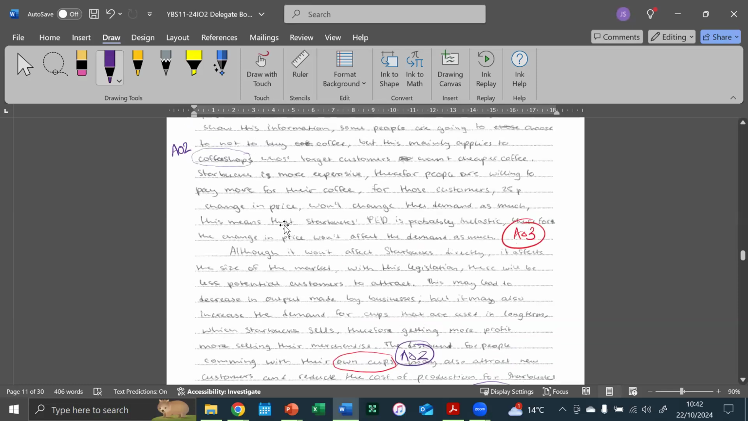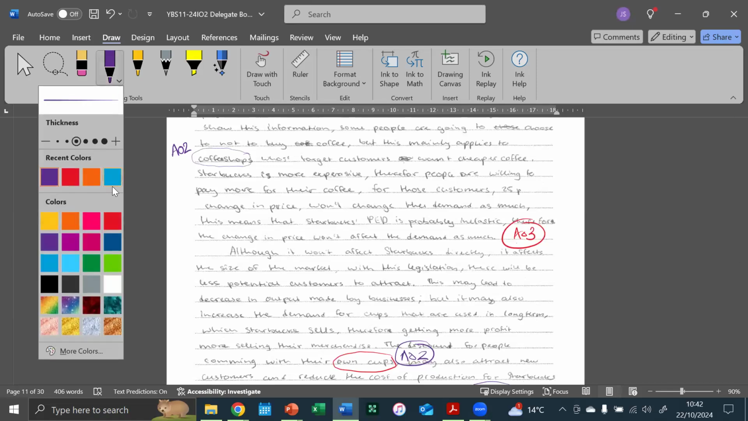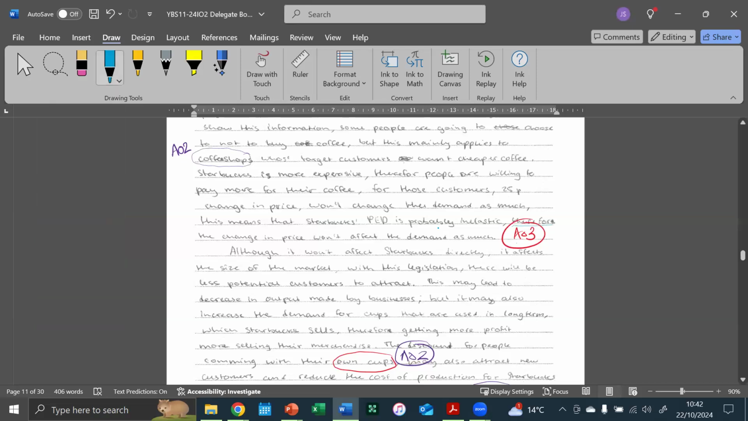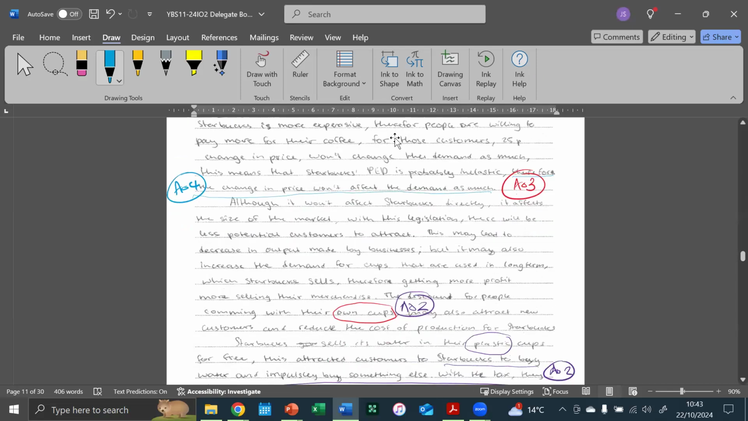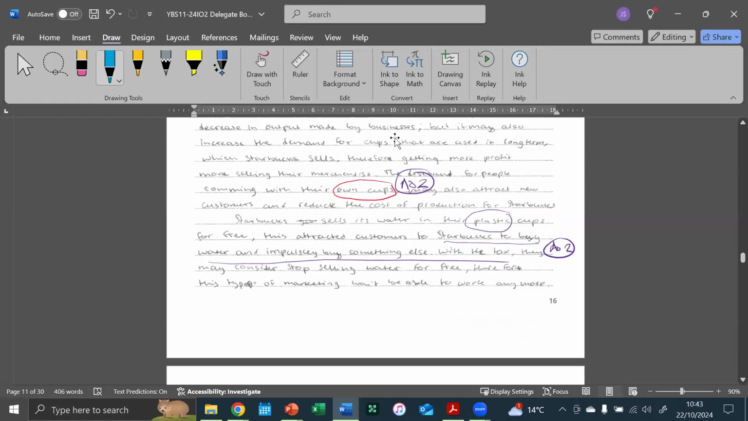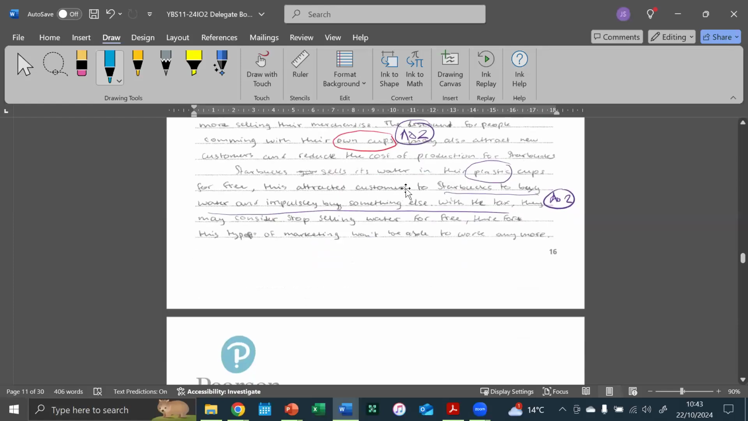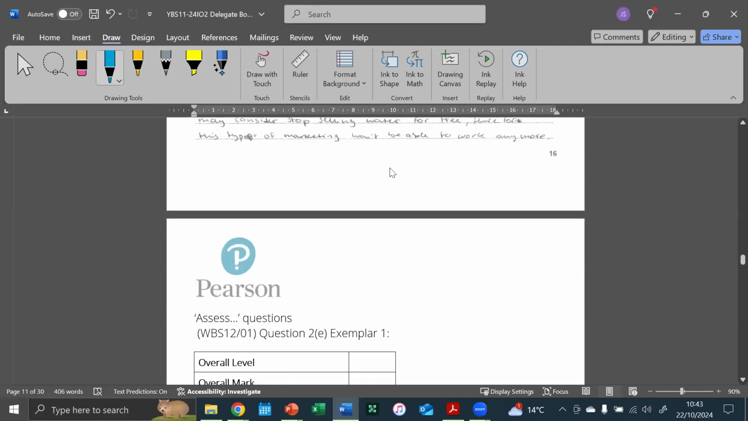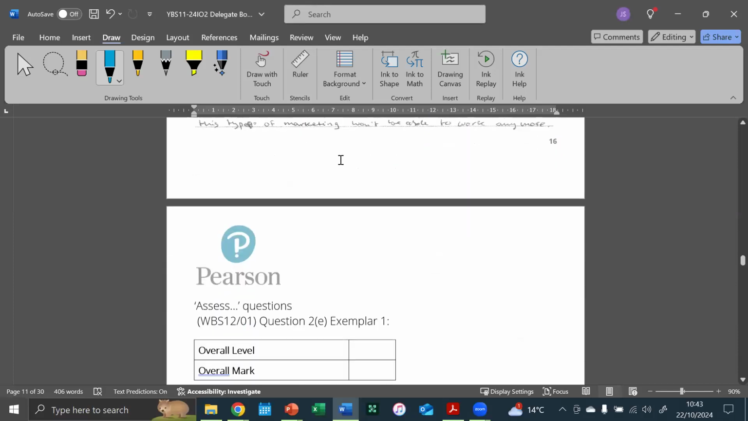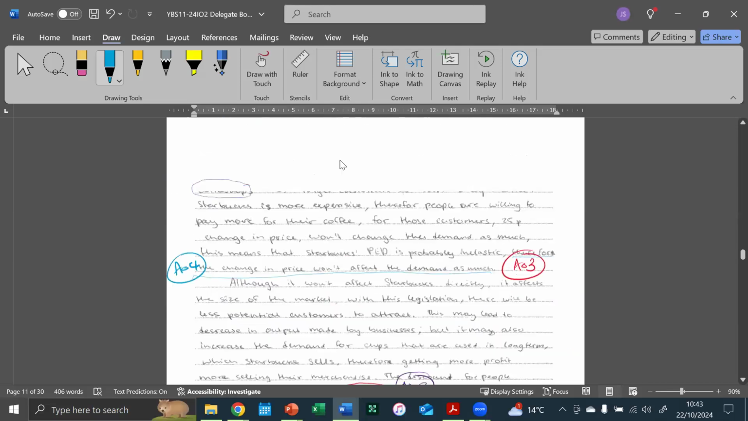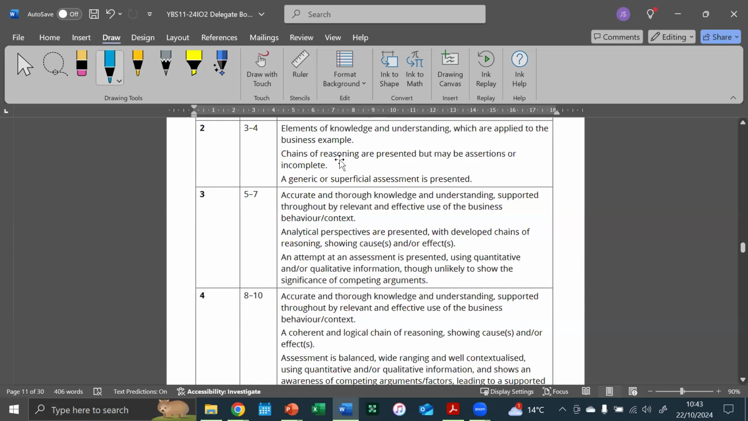What else have we got? We've got a little bit of evaluation here. Therefore, the change in price won't affect the demand as much. So maybe some sort of AO4 there. I'm looking at this holistically and trying to think to myself, where can I go? No conclusion, but that's okay. It would be nice to have a conclusion.